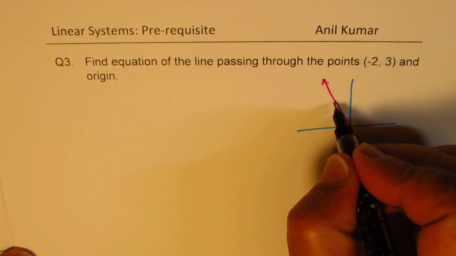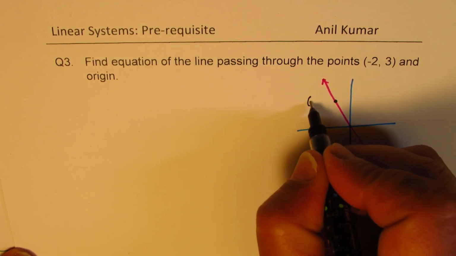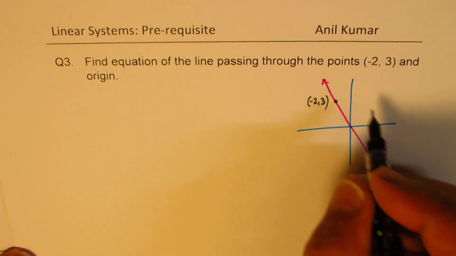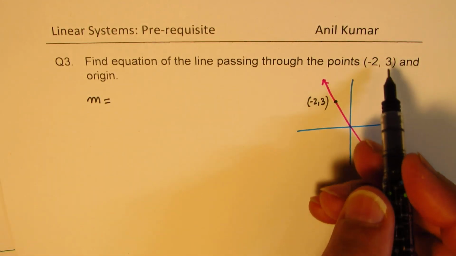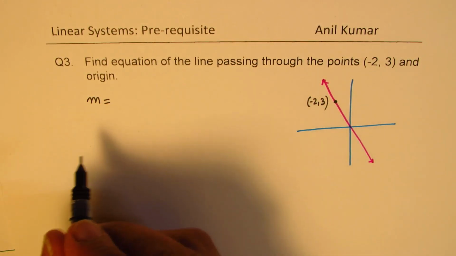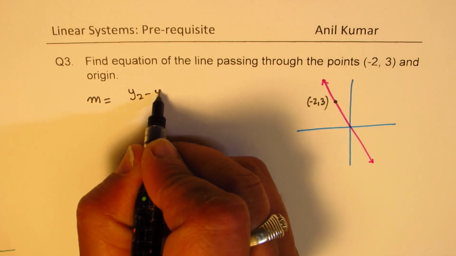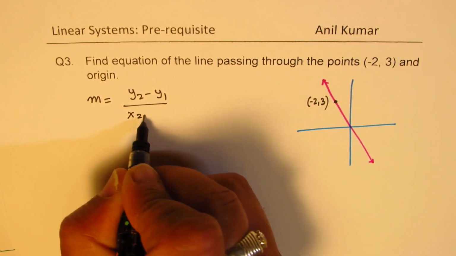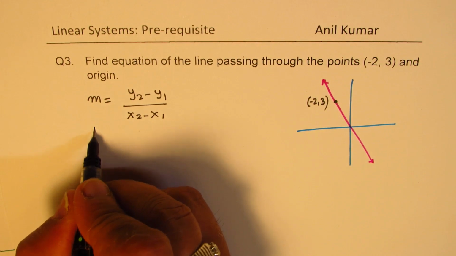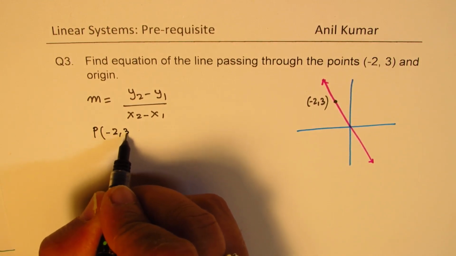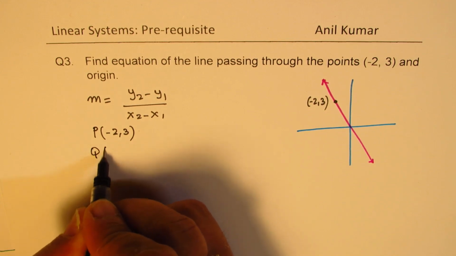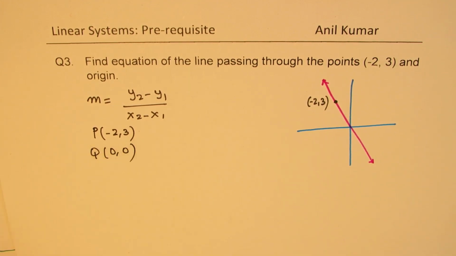So the slope is negative. Let's say this point is minus 2, 3. We know that slope m will be equal to, well, let's first consider the 2 points. m will be y2 minus y1 over x2 minus x1. We have a point P, let's say, which is minus 2, 3, and the other point Q is the origin itself, right?